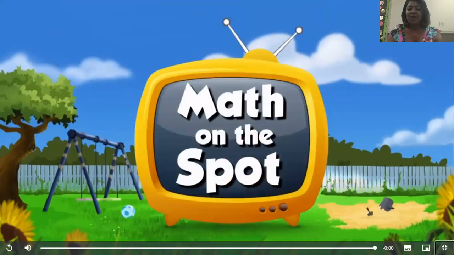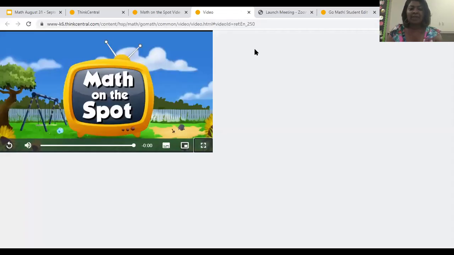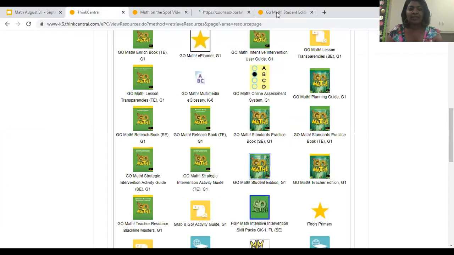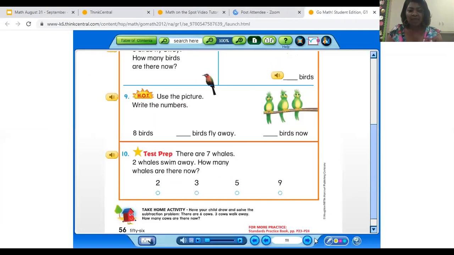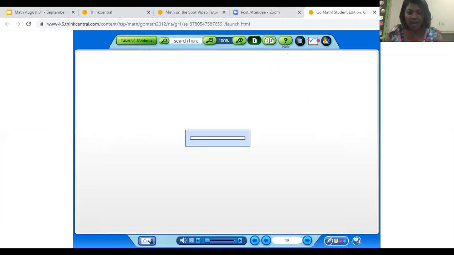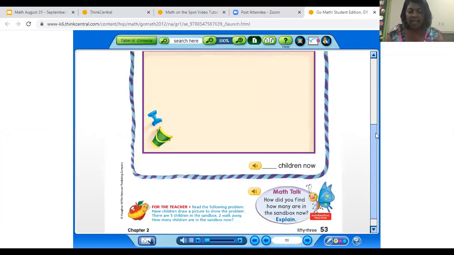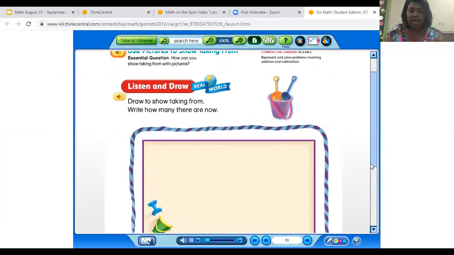All right, so I hope you are ready to begin our math journey today. We should be on page 53, and it looks like this, 53 at the bottom of that page. This is what you should see because we're getting ready to listen and draw. So get your pencil and let's get ready to listen and draw.